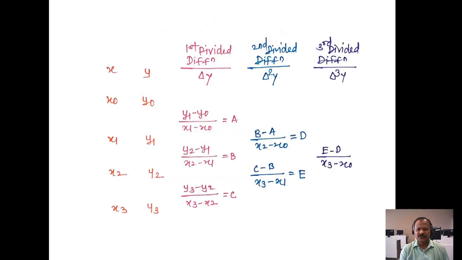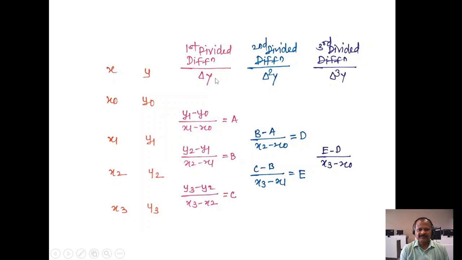Now for Newton's divided difference formula, you can see the table. So we have to find the first divided difference, then the second divided difference, then the third divided difference, and so on. First you write the x and y. So x starts with x0, then x1, x2 and x3. Then y: y0, y1, y2 and y3.